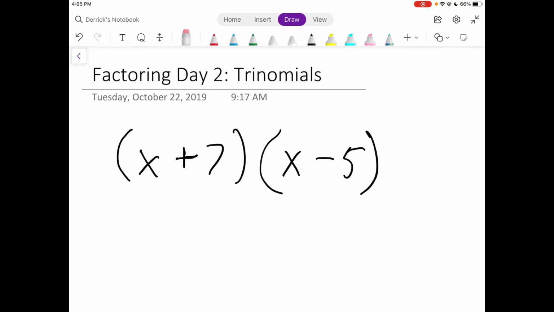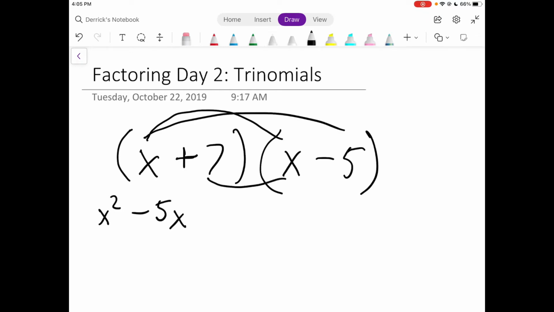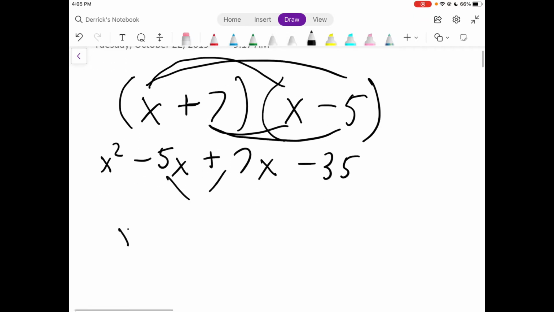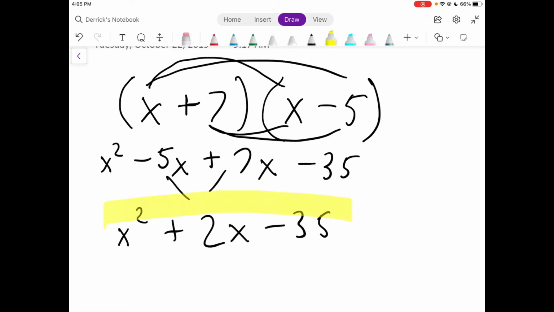distributive property. The idea here would be you take x times x to give you x squared, x times negative 5 to give us negative 5x, 7 times x to give us 7x, and 7 times negative 5 to give us negative 35. And then you could combine your like terms to get x squared plus 2x minus 35. This is a trinomial, right? This is an expression that has three terms, hence the tri in trinomial.